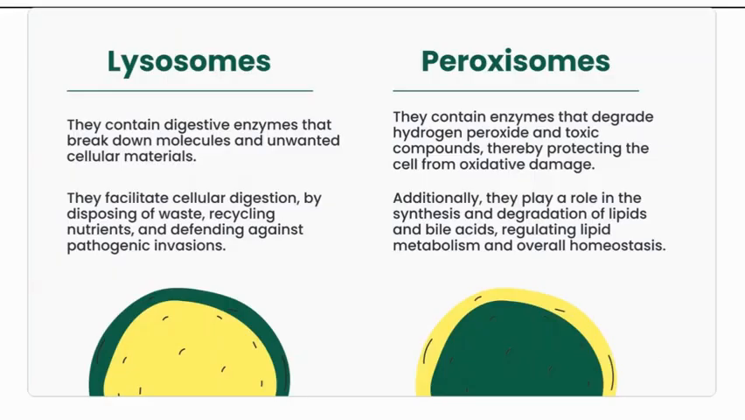Well, there are lysosomes, and they contain digestive enzymes that break down molecules and unwanted cellular materials. They also facilitate cellular digestion by disposing of waste, recycling nutrients, and defending against pathogenic invasions. Then there are peroxisomes. They contain enzymes that degrade hydrogen peroxide and toxic compounds, thereby protecting cells from the oxidative damage. Additionally, they play a role in the synthesis and degradation of lipids and bile acids, regulating lipid metabolism and overall homeostasis.